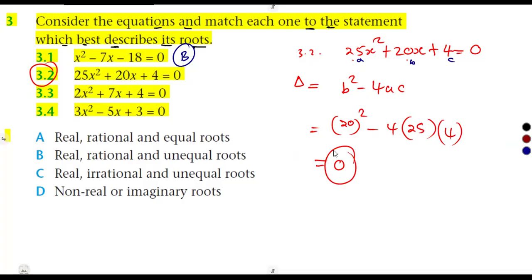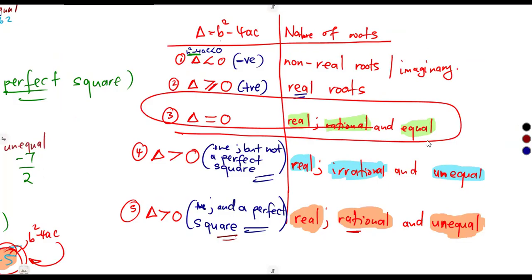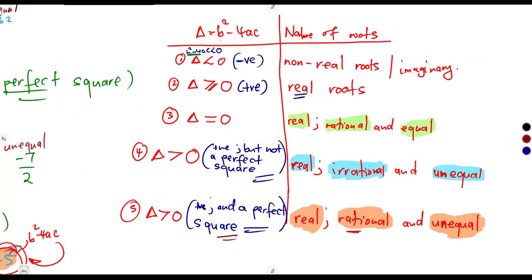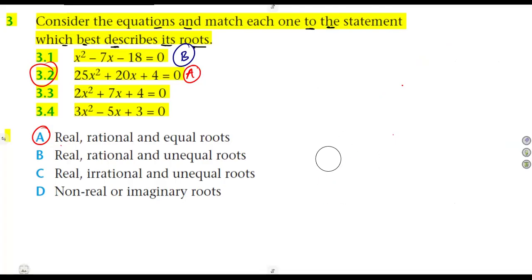And when it is exactly equal to 0, this is what we have: real, rational, equal. So these roots are real, rational, and equal. Where do we have that? Real, rational, equal. That is A. So the best answer there was going to be A. Your delta, B squared minus 4ac, is exactly equal to 0. All right. So that is the condition there.